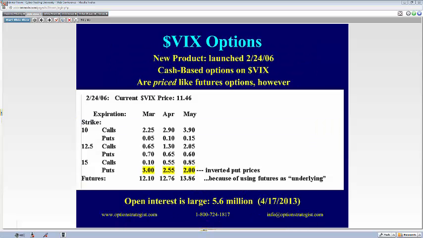wrong. They don't price it off the futures. Let me just show you here. This is actually the first day that these things ever started trading back in '06, but the same thing applies today as well. And on that day, VIX was trading at 11.46. And I only want you to look at one set of options here, and that's the puts that have a striking price of 15.